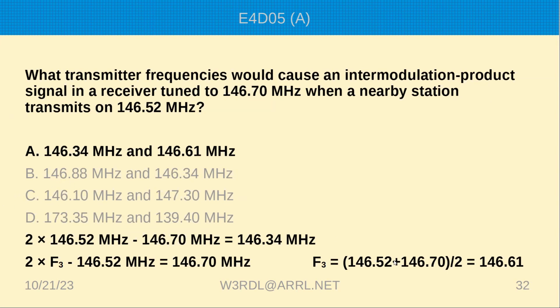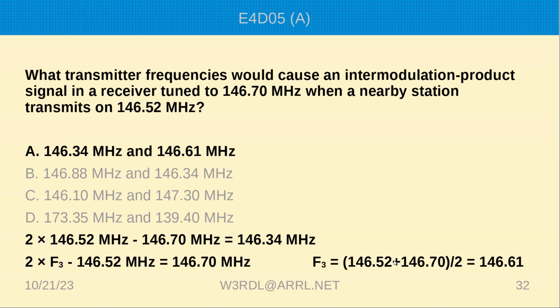So it's two times the lower minus the higher. Well, that's why it confused me, because you can't look at the third order products. Remember, 2 times F1 minus F2 and 2 times F2 minus F1. That doesn't work. It works for one of them. It doesn't work for the second one. I took the average of 146.70 and 146.52, which gives you 146.61. And that was the only answer that had 146.61 in it.